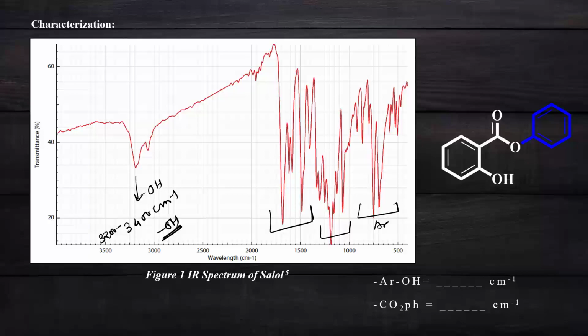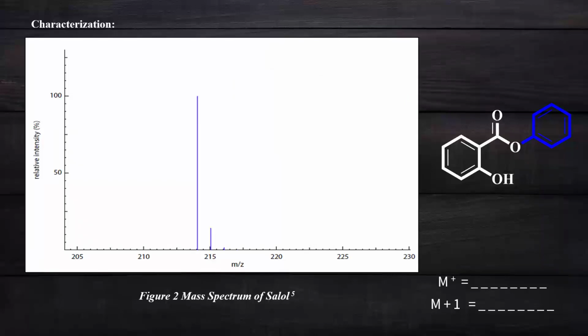Our next technique is mass spectrum. In the mass spectrum the mass is 214. So here we get 100% abundance of 214. We can consider this the M plus peak, and another short peak we get here at 215. So it is the M plus 1 peak. On the basis of mass, yes, we can say our compound is prepared because we have the same molecular weight and plus 1 molecular weight as our compound's molecular weight.